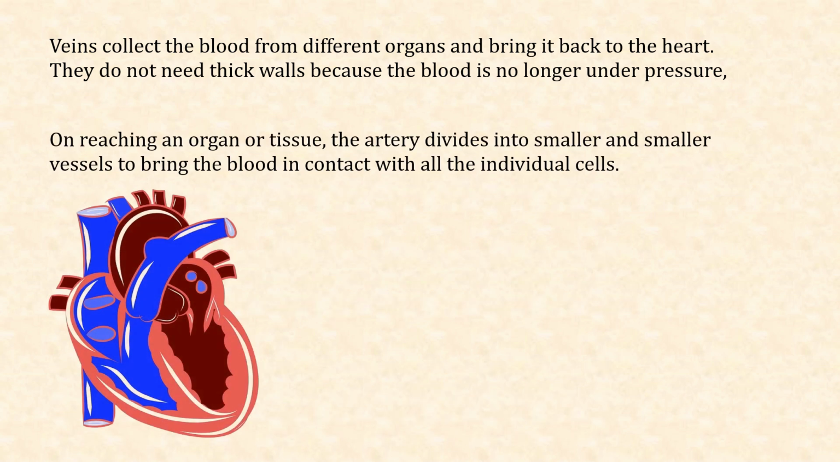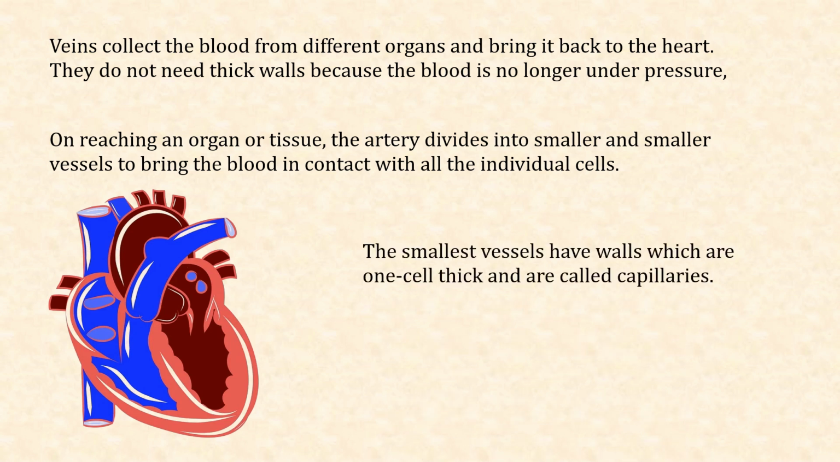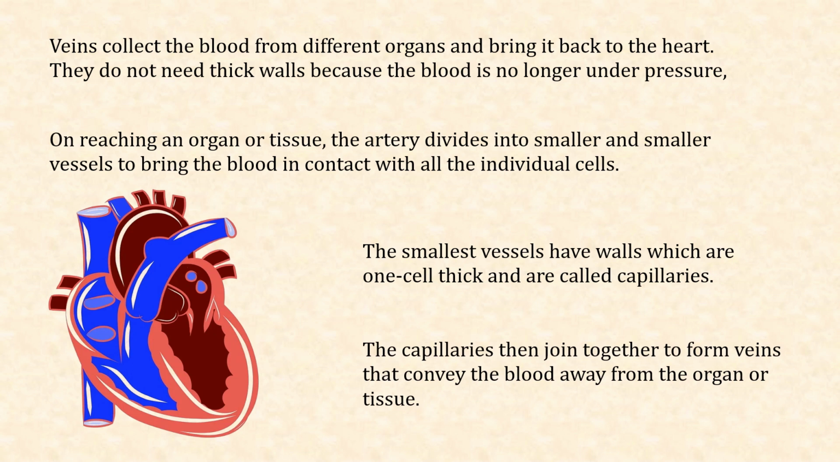On reaching an organ or tissue, the artery divides into smaller and smaller vessels to bring the blood in contact with all the individual cells. The smallest vessels have walls which are 1 cell thick and are called capillaries. The capillaries then join together to form veins that convey the blood away from the organ or tissue.